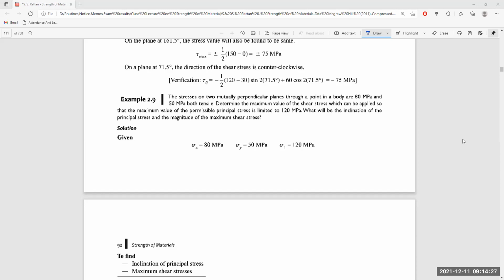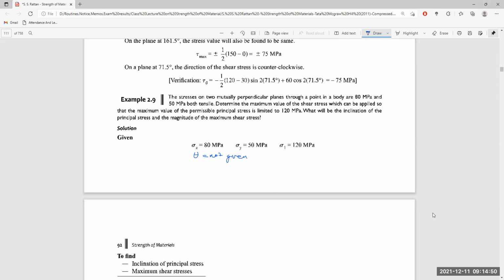So what we have to do: we know sigma x, the stress along the x-axis, sigma y, the stress along the y-axis, and sigma 1, which is the maximum or major principal stress, also given as 120 MPa, but theta is not given.